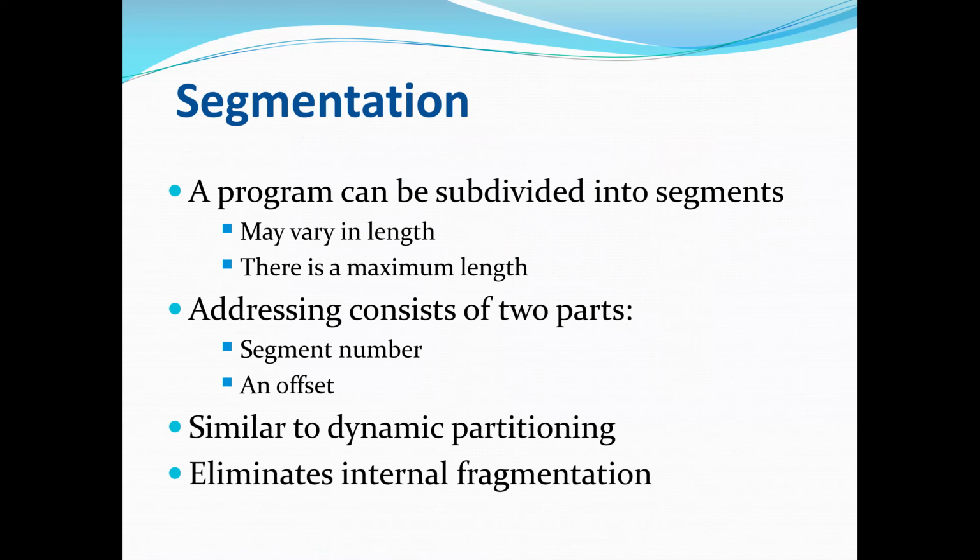So the next will be segmentation. We continue our example. With segmentation, a program can be divided or subdivided into segments, which may vary in length, and there's a maximum length. Addressing normally consists of two parts: a segment number and an offset. Segmentation is similar to dynamic partitioning, and it also eliminates internal fragmentation.